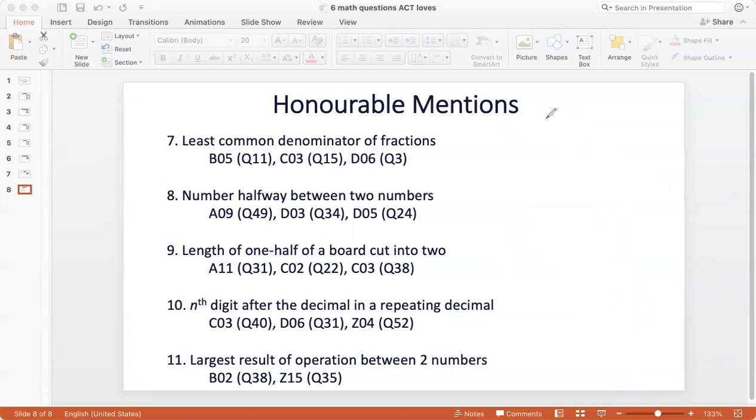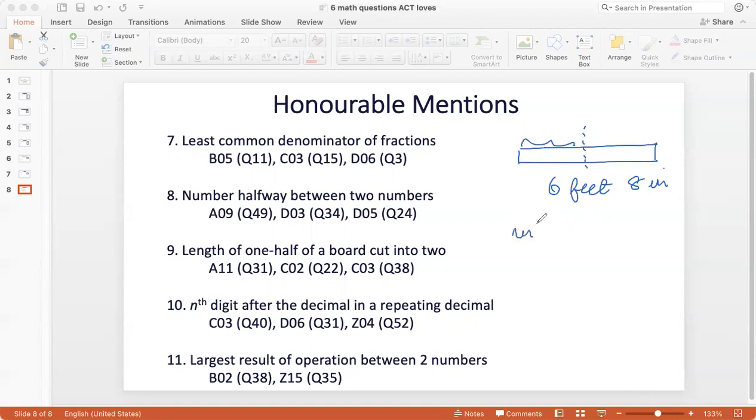Okay, then the length of 1/2 of a board, which is cut into 2. This is a very common question that occurred 3 times. You have a board and they generally give you the length of the board as a mix of feet and inches. So let's say it is 6 feet and 8 inches. And then this board is cut into half. So what is the length of 1/2? And the options will again be a mix of feet and inches.